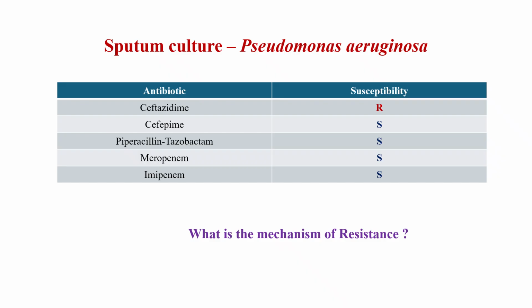What about Pseudomonas? This is resistant to ceftazidime, so resistant to third generation cephalosporin, susceptible to fourth generation cephalosporin. So this is an AmpC mediated resistance, right? So this is an AmpC producer.